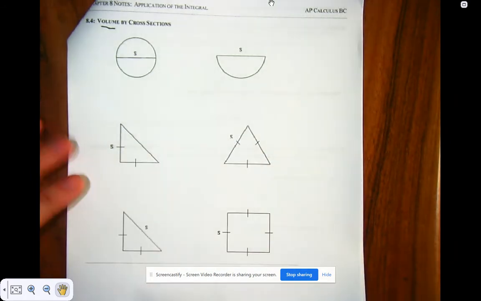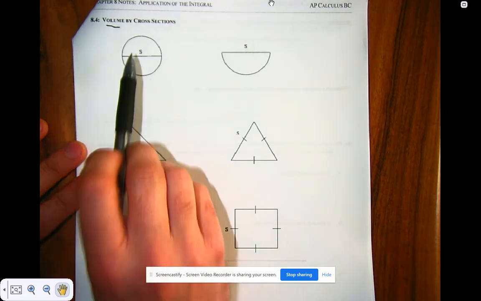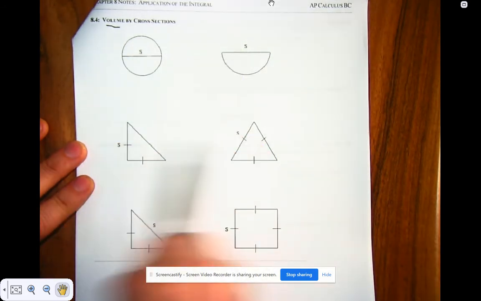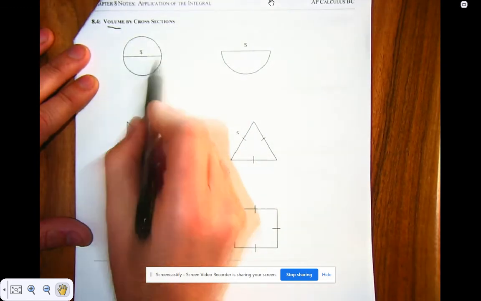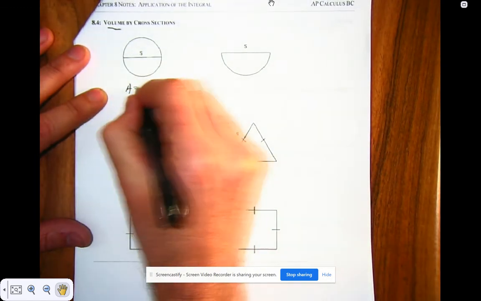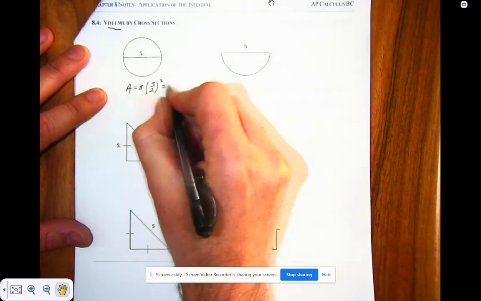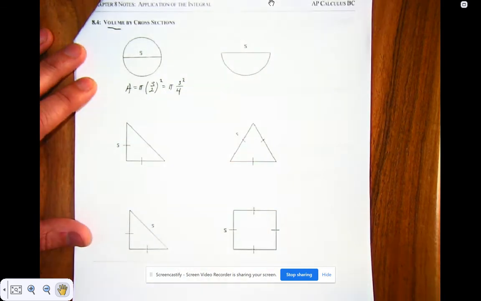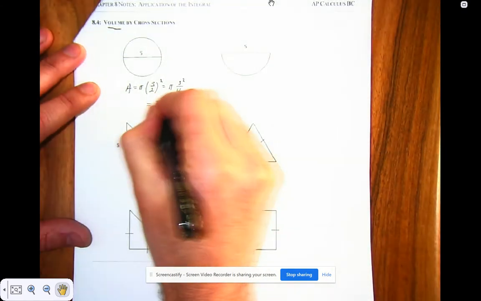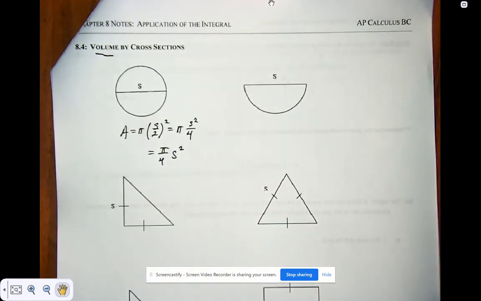But you can see that what I've done, and this is not from the textbook, it's not from a collegiate class, this is just my labeling of S. And I'll explain what S is later. But let's find the area of all these pieces in terms of S. So going back here, area is pi times the radius. Well, this radius is S over 2 squared, which is going to have a pi, that's S squared over 4. Okay, and we could write that as pi over 4 S squared. So the area of a circle that has a diameter of S is pi over 4 S squared.